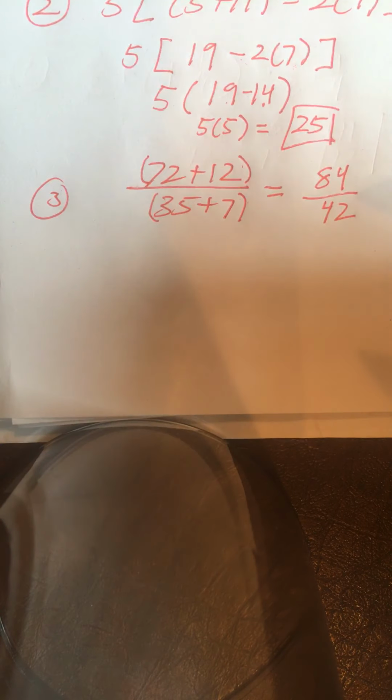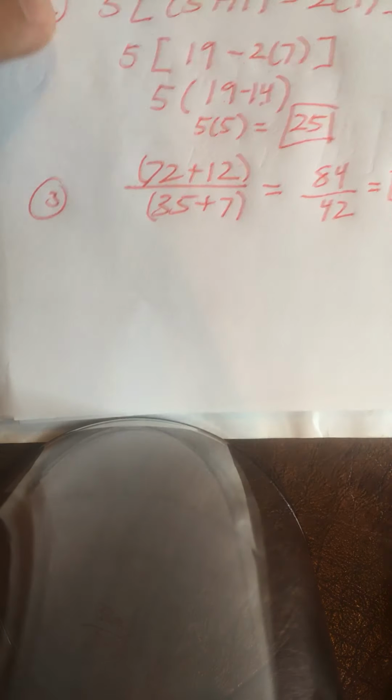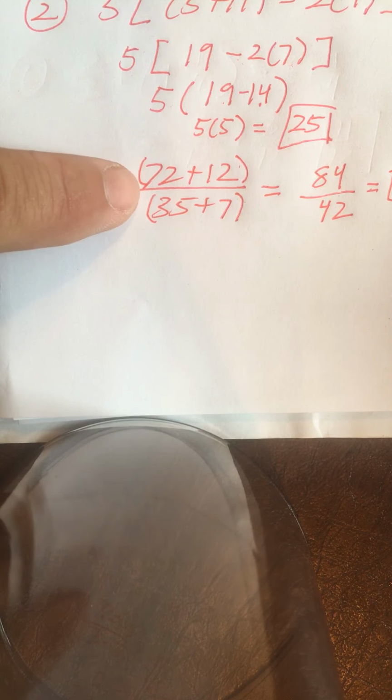Okay, we are going to go inside the parentheses, which is 72 plus 12, which would be 84 up top, and down below we're going to go inside the parentheses. I have 35 plus 7, which is 42, and now we're going to do division last, which is 84 divided by 42, which is 2. Okay, so that's kind of interesting, a little bit of a game changer there.